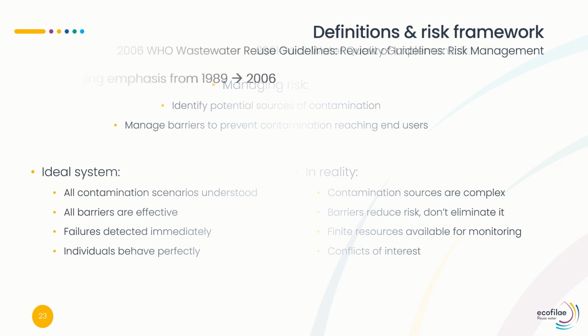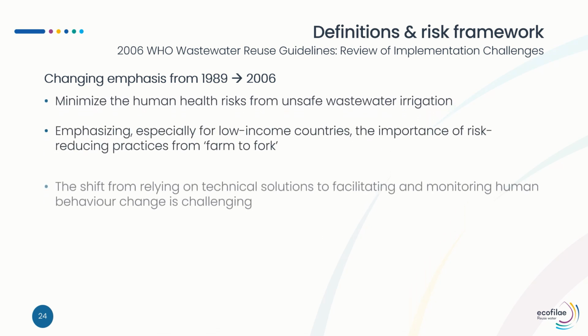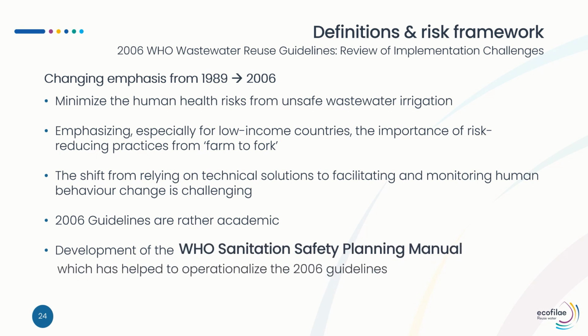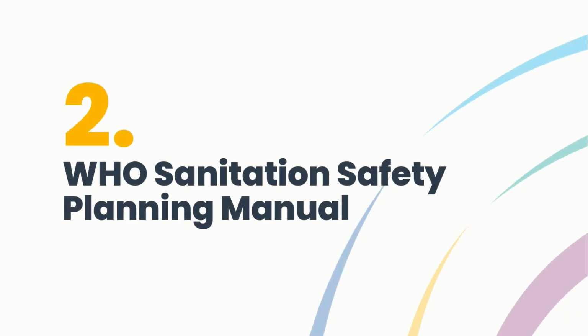Additionally, it was noted in Section 3 that there was a shift in the emphasis that occurred in the WHO guidelines from the 1989 edition to the 2006 edition. Some criticisms of the 2006 guidelines is that they are too academic and technical to be useful for many contexts in developing countries. Being aware of these challenges, the WHO developed the Sanitation Safety Planning Manual, which has helped to operationalize the 2006 guidelines. Let's now look at the Sanitation Safety Planning Manual and related resources by the WHO.